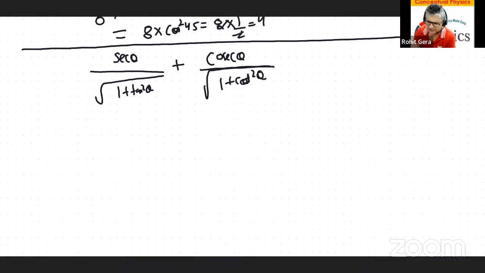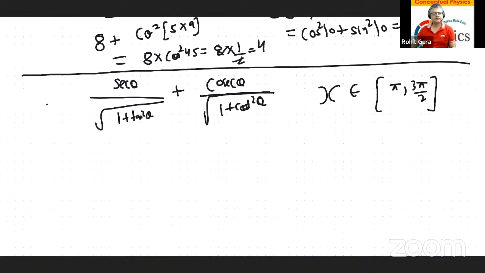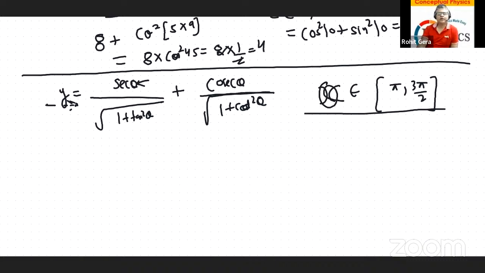But the situation is that x should belong to pi to 3 pi by 2. You have to find the value of this expression, but x has to belong to a certain interval. So this is, for example, y is equal to, maybe y is a function dependent on x. So theta belongs to this interval. You have to find its value, how many values it can have. It is basically the third quadrant.